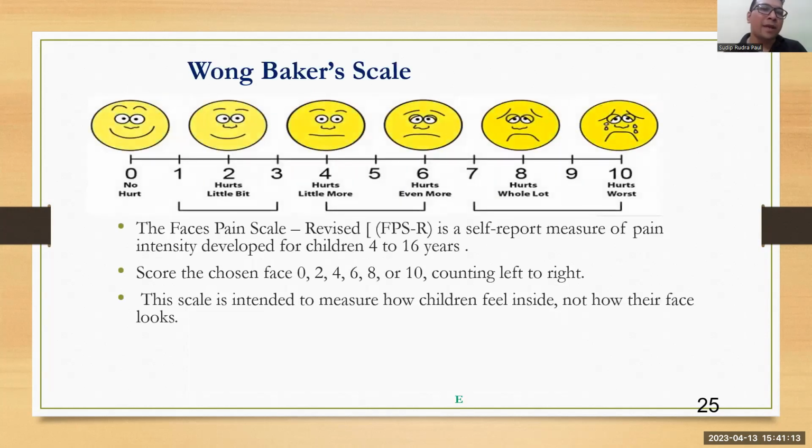This is the Wong-Baker scale. The Wong-Baker scale depends on the facial expression. It is also 0 to 10, where 1 to 3 is mild pain, 4 to 6 is moderate pain, 7 to 9 is severe pain, and 10 is the worst possible pain, the pain like crying.